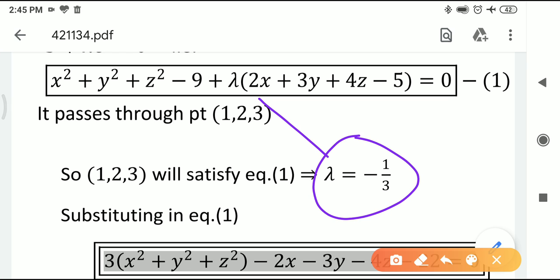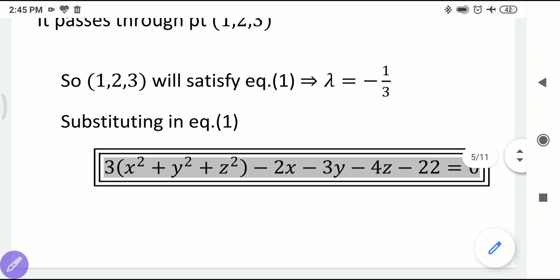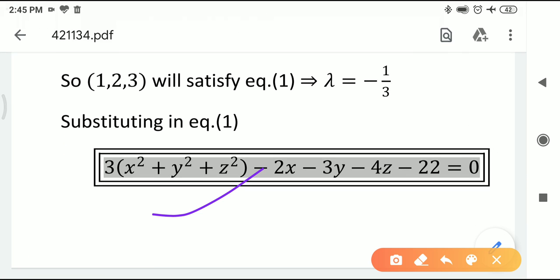Put this lambda value over here in this equation, and when you put it there, you are going to get the equation of a sphere: 3 times (x square plus y square plus z square) minus 2x minus 3y minus 4z minus 22 is equal to 0.